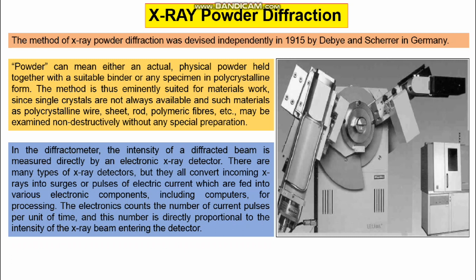In the diffractometer, the intensity of the diffracted beam is measured directly by an electronic X-ray detector. There are many types of X-ray detectors, but they all convert incoming X-rays into pulses of electric current, which are fed into various electronic components, including computers for processing. The electronics count the number of current pulses per unit of time, and this number is directly proportional to the intensity of the X-ray beam entering the detector.